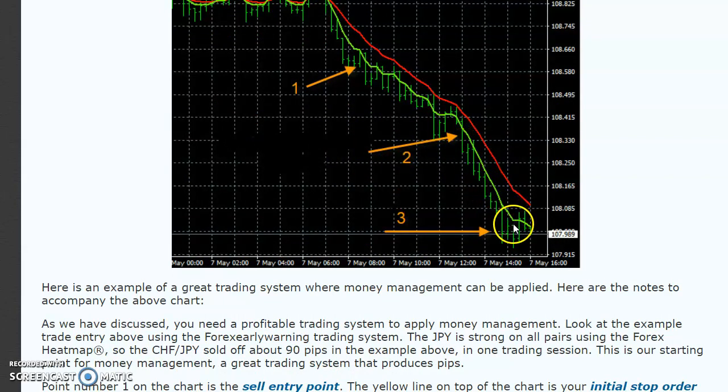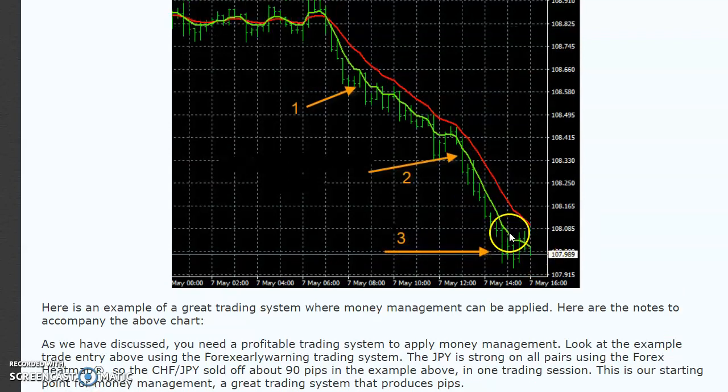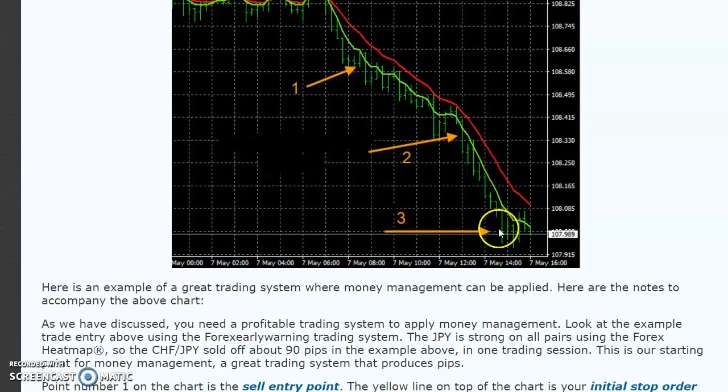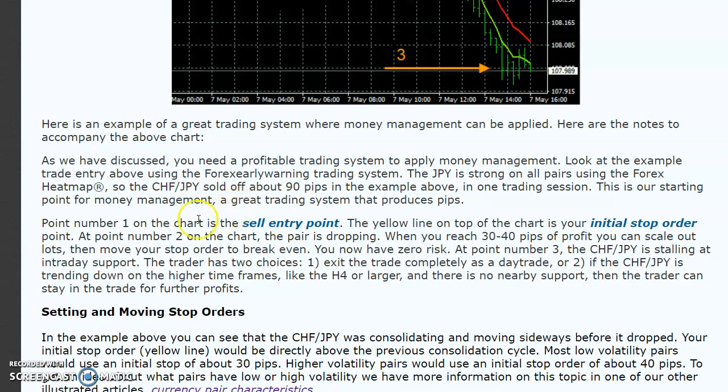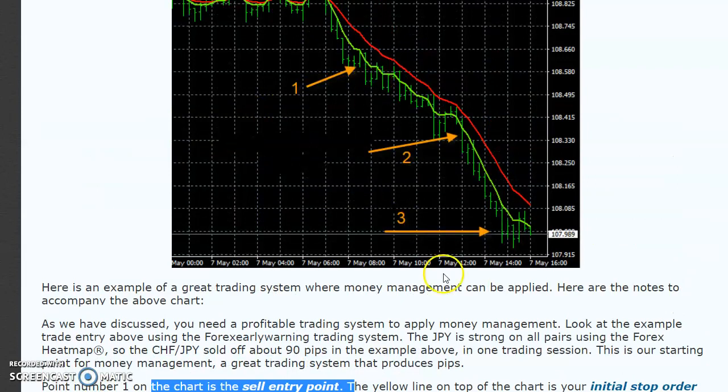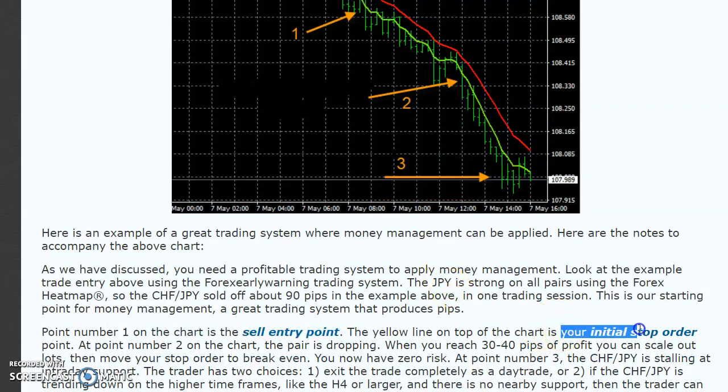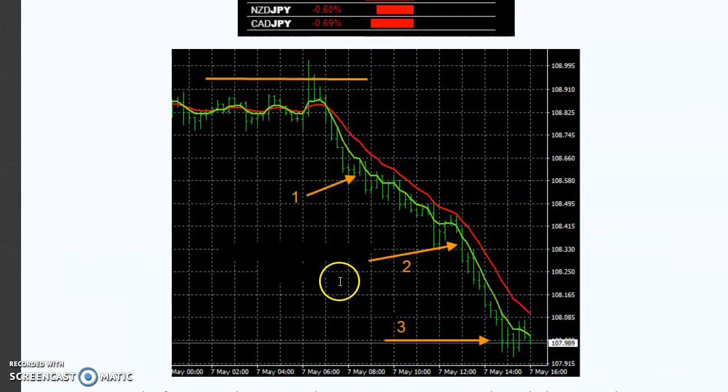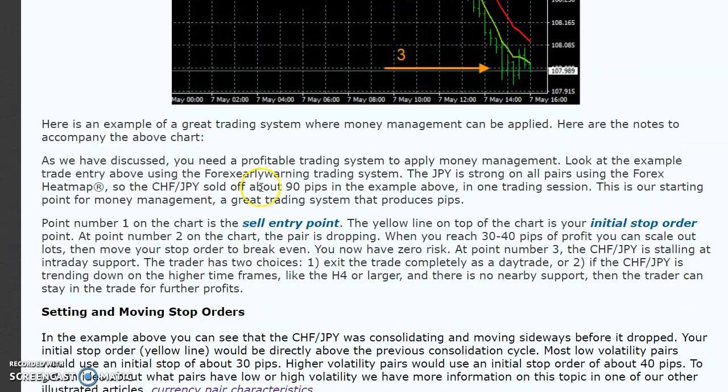Then the pair continues lower, and then it finally hits the intraday support at the end of the main trading session, where it just starts to stall and consolidate again, like over here. Once again here, you can scale out lots again. So point number 1 is the sell entry point, and the initial stop order is the yellow line on the chart above here.